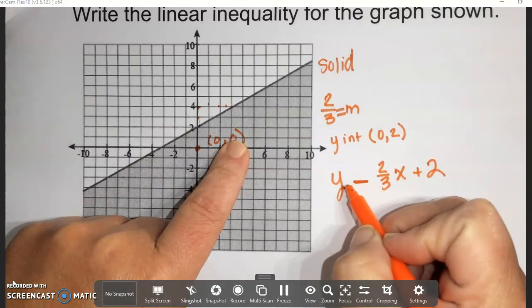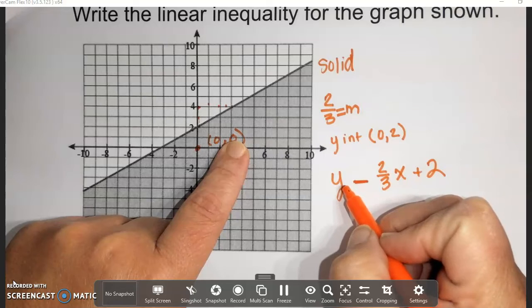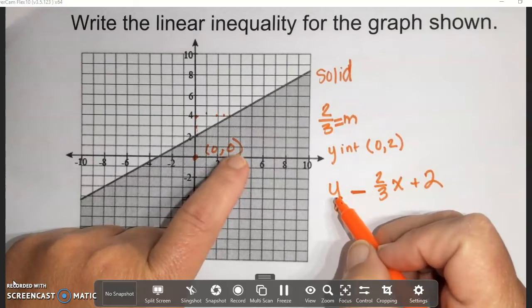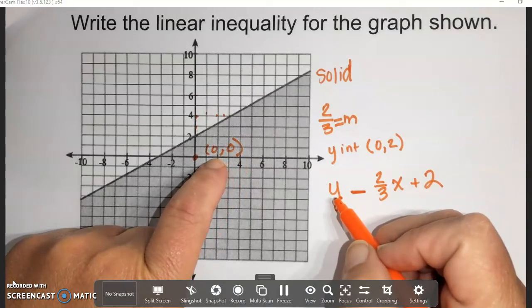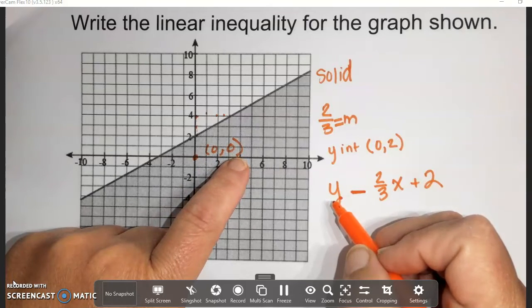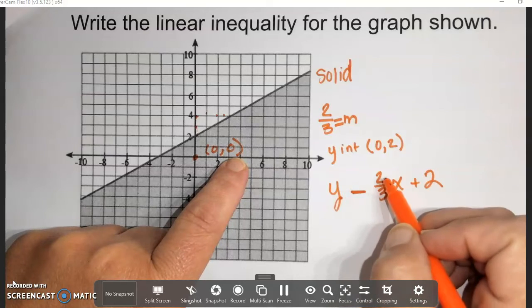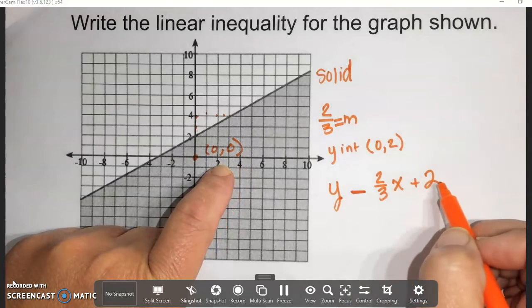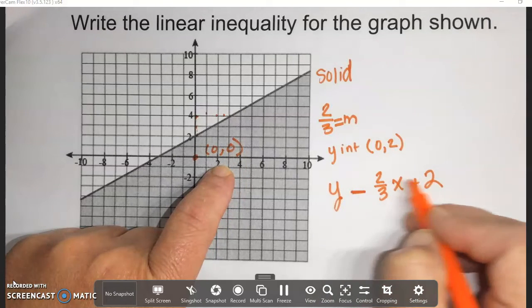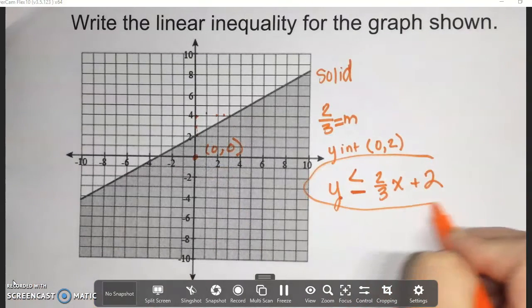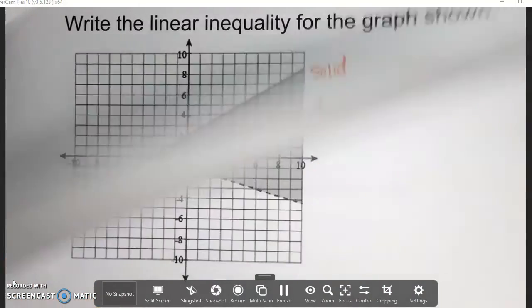Well, let's plug in (0, 0) since we know it's a solution and see which way would make it true. Is 0 greater than 2 or is it less than 2? Which one of those is going to be true? 0 is greater than 2 or less than 2? It's less than. So there is our equation.